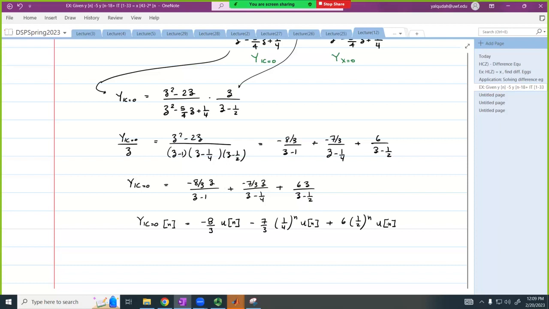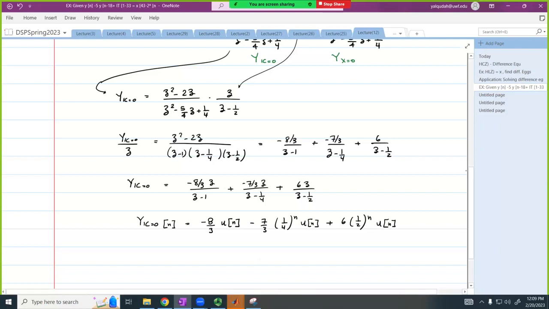And if I look at this output, what's going to happen to these two terms? They're going to die out. This term is 1/2 to the n. When n is very large, it's going to die out. This term is going to die out. So in the steady state, what am I going to have? Negative 8 over 3. Now this is the output that is due to the input.